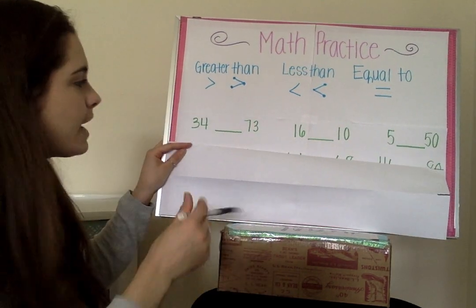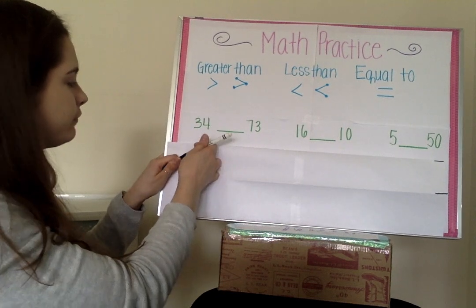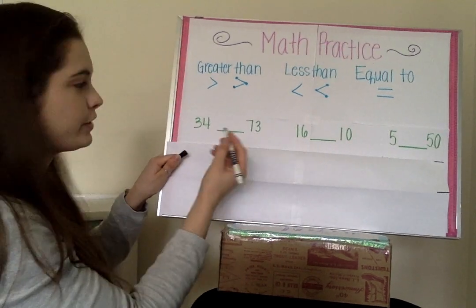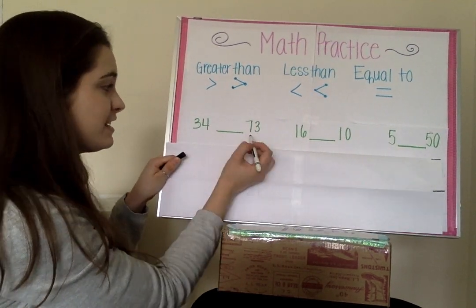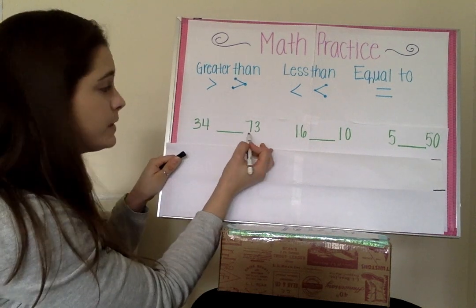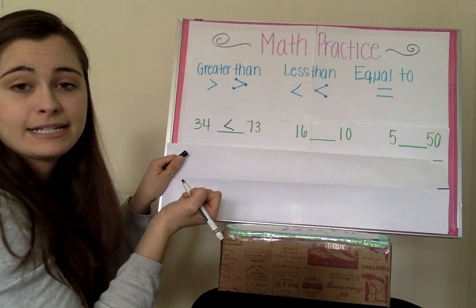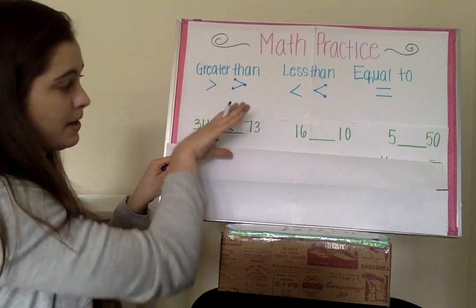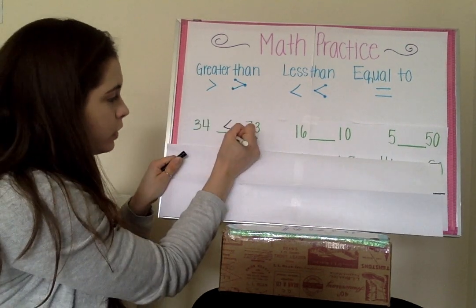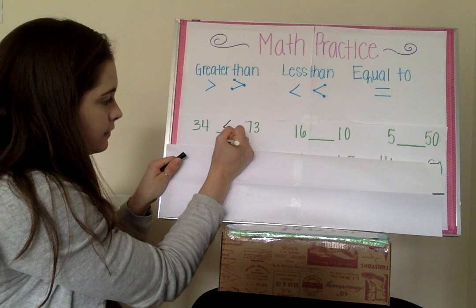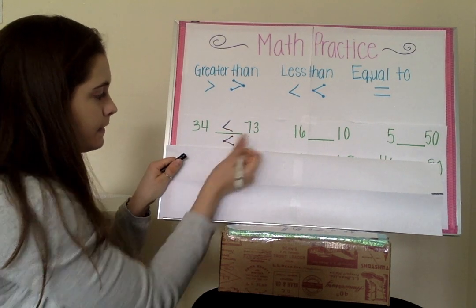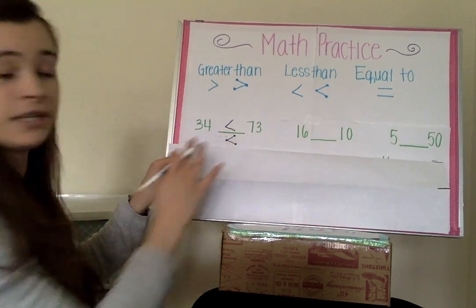And when you think about that, we can remember that 34 is less than 73. There's only 3 tens, and in 73 there's 7 tens. So we know that 34 is less than 73. So you can do it like that. The mouth wants to eat the 73. Or if you're using the dots, only 1 dot is pointing to the 34.